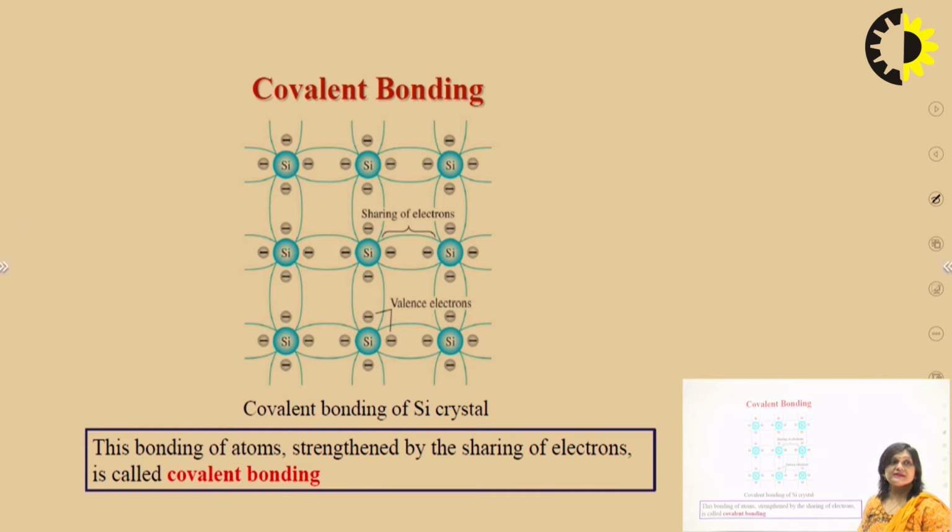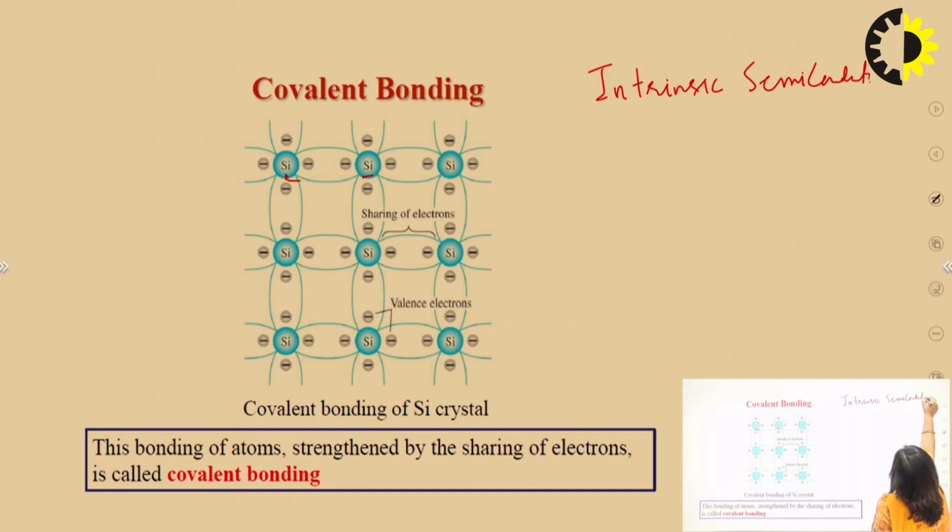If we see the semiconductor materials, they are of 2 types: intrinsic semiconductor and extrinsic semiconductor.